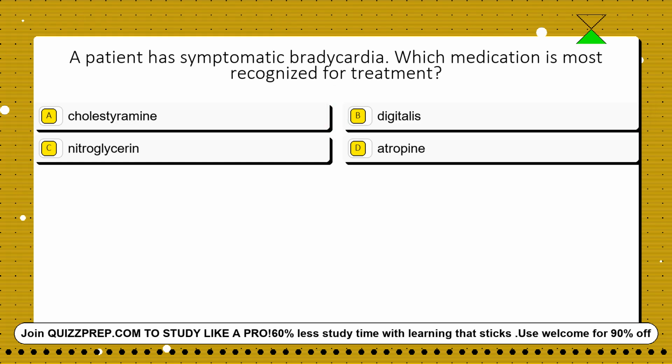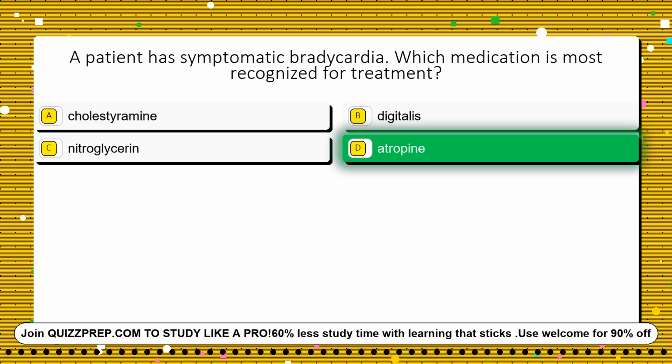Question 75. A patient has symptomatic bradycardia. Which medication is most recognized for treatment? Option A, cholestyramine. Option B, digitalis. Option C, nitroglycerin. Option D, atropine.